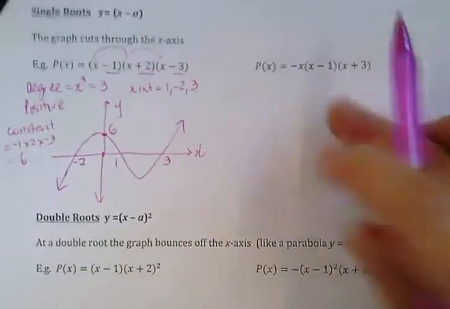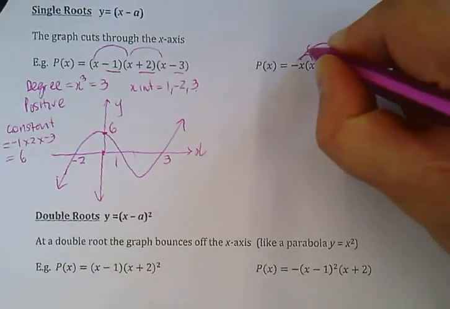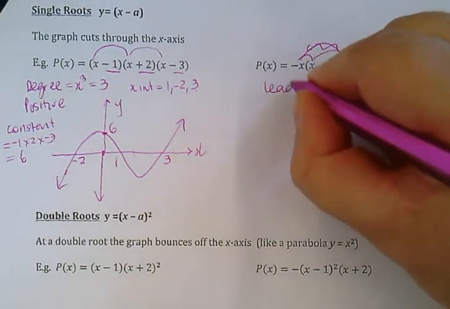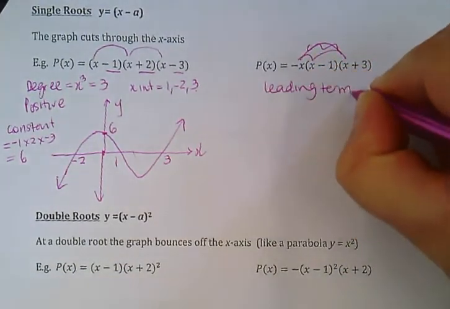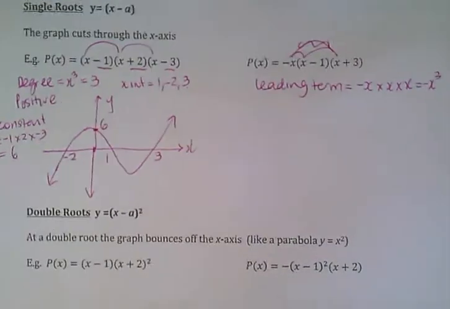All right, this one, what do I get when I multiply my x terms? So the leading term, isn't it negative x times x, which is a negative x cubed type? What's my constant?